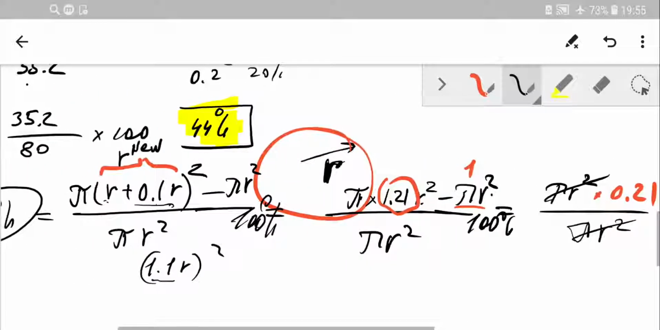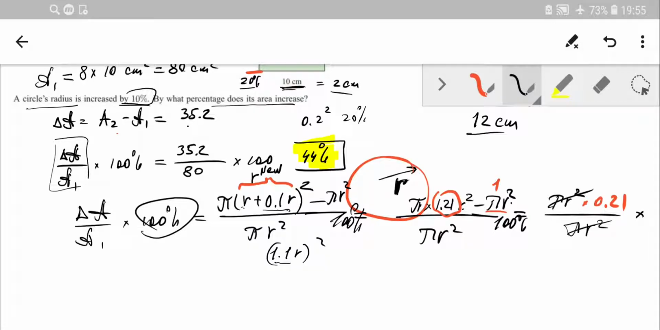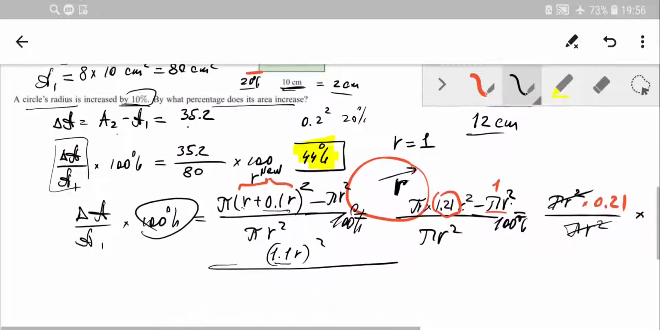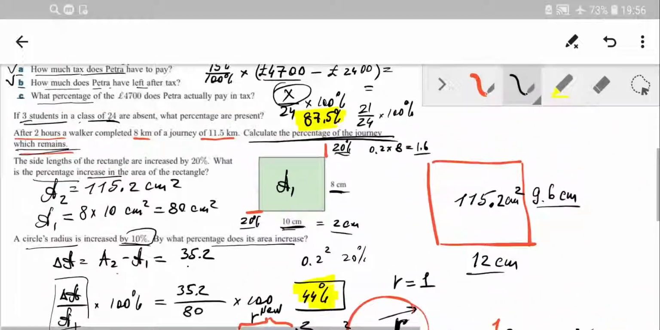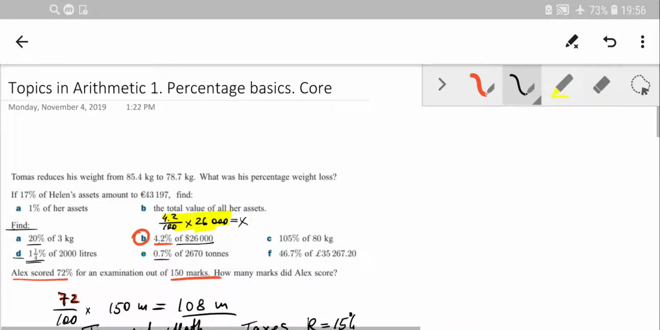So actually you can do it in a bit different way if you like. Instead of r, you can take any initial value, let's say 1 for simplicity, 1 centimeter, and everywhere you can plug in 1. That will ease your calculations. So I did it generally. That's for more advanced students. But I think that's okay. You can do it both ways. All right, so we finalized that. We don't have any exercise to go through. So that's it. This is the core.